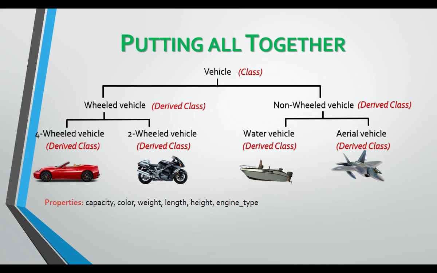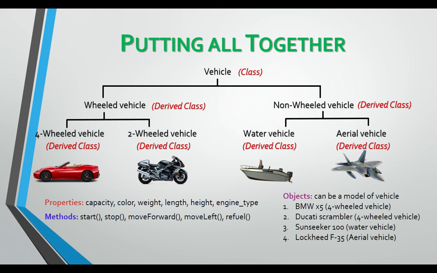Objects that will be created out of these classes can also have some methods, just like start, stop, move forward or left, and refuel. As you have observed, these methods are usually in the form of action words. And the objects created from these classes can be in the form of a model of vehicle.